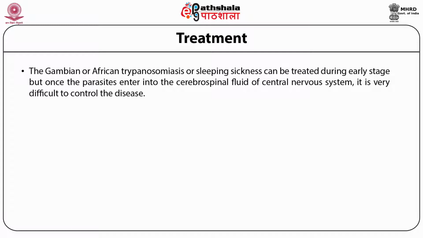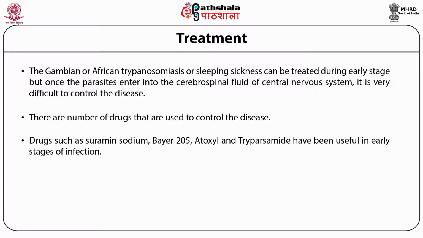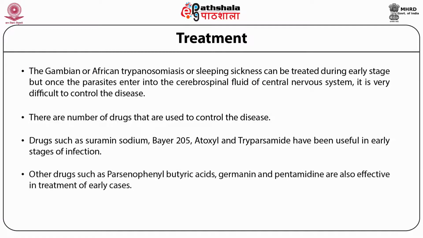Gambian or African trypanosomiasis, or sleeping sickness, can be treated during the early stage, but once the parasite enters the cerebrospinal fluid of the central nervous system, it is very difficult to control the disease. There are a number of drugs used to control the disease. Drugs such as suramin sodium, Bayer 205, atoxyl and tryparsamide have been useful in early stages of infection. Other drugs such as parsenophenyl butyric acid, germanin and pentamidine are also effective in treatment of early cases.